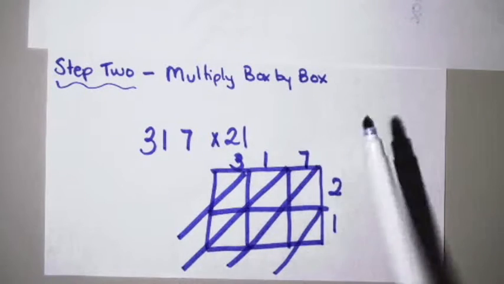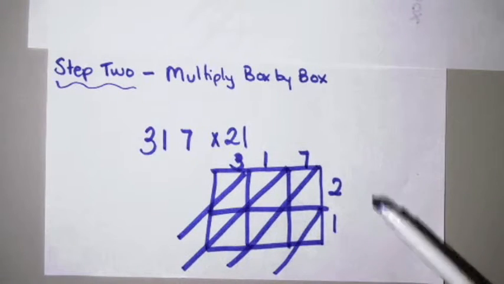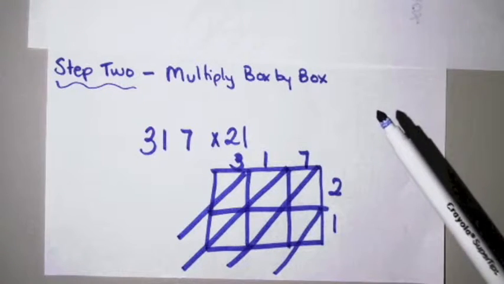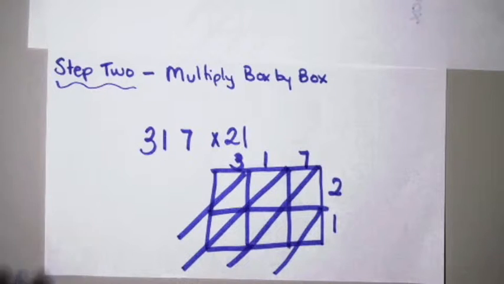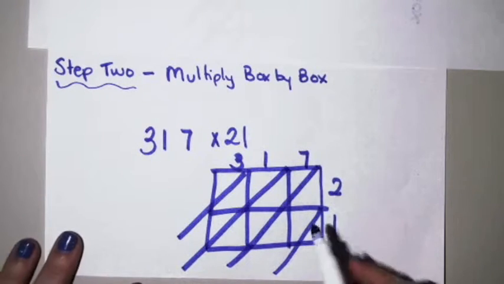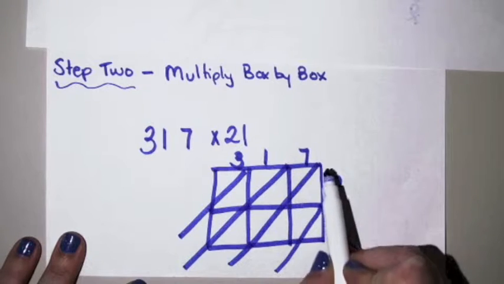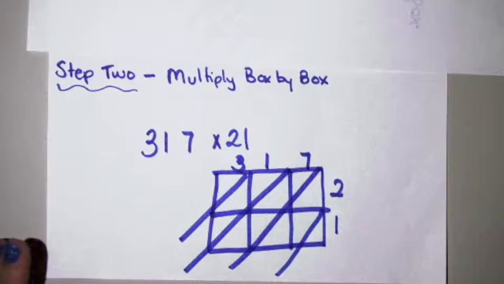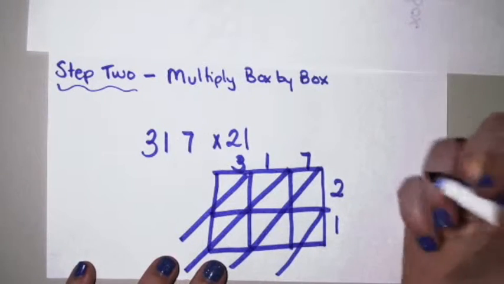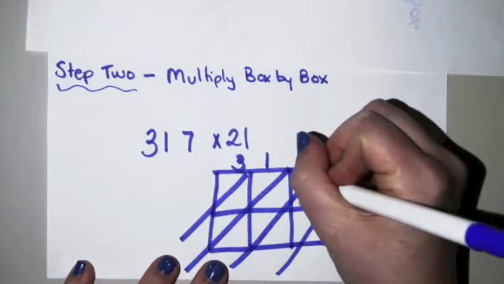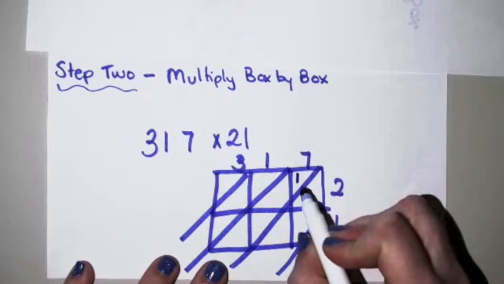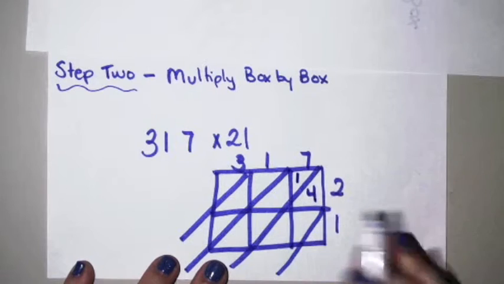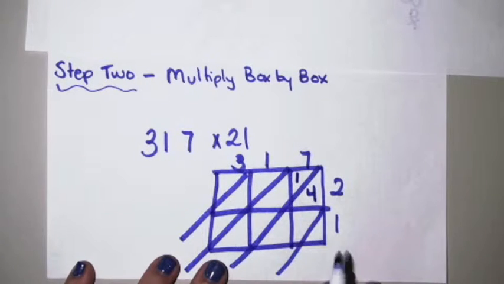Alright, so what I have here is I've moved my 317 times 21 lattice. I just moved it down a little bit. So what we're going to do now is we're going to do step 2, multiply box by box. What I mean by multiply box by box is you see how this is a box right here. Well, that says a 7 on one side and a 2 on the other. So what that means is we're going to multiply 7 times 2. So 7 times 2 is 14. So I'm going to put my 1 up here, my 10, which is 10, and my 4 down here, 4 ones. 10, 4 ones, 14.